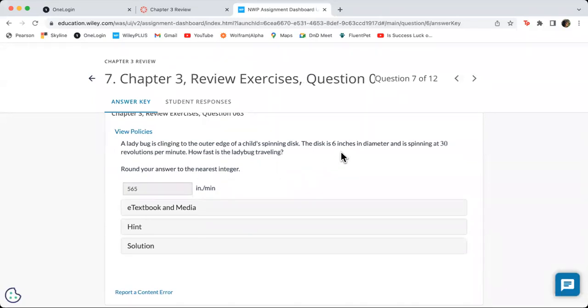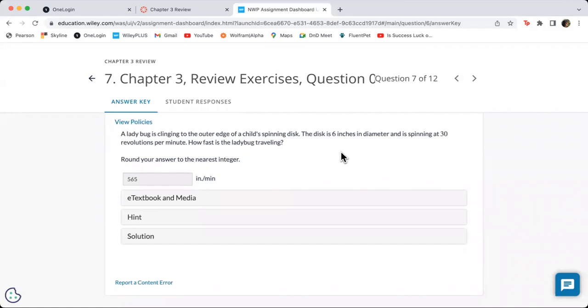Well, I remember this problem. This problem just seems mean. A ladybug is clinging to the outer edge of a child's spinning disc. What?